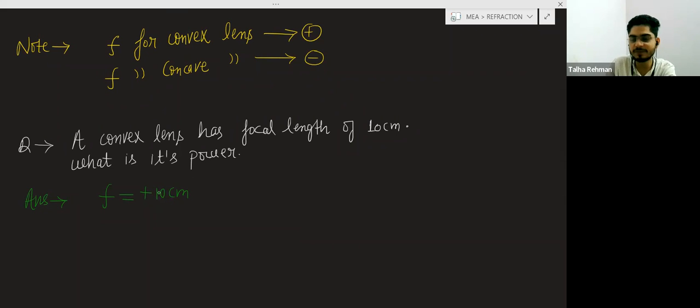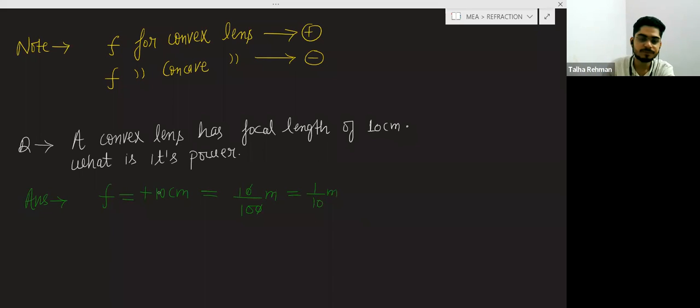So now you will convert the 10 centimeter into meter. How will we convert this? We will just divide this by 100, and this will be in meter. So you will get 1 upon 10 of a meter. 1 upon 10 meter will be your focal length.